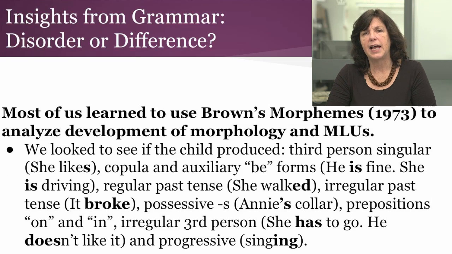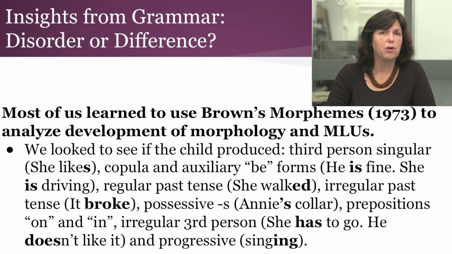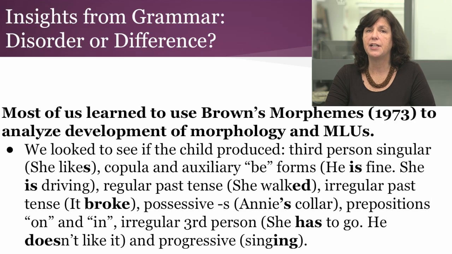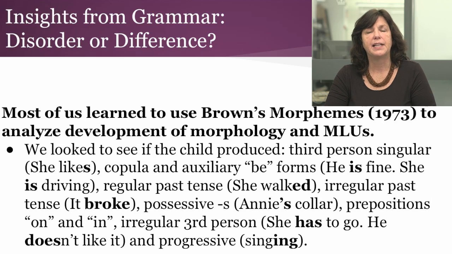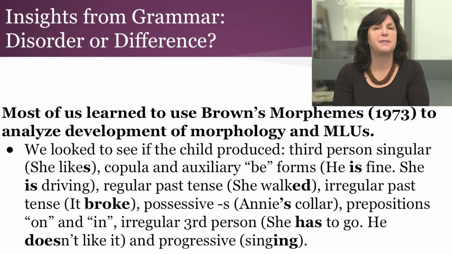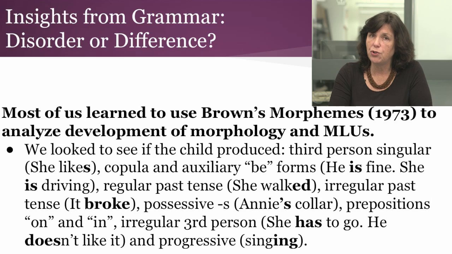Now, in assessing the language of students, most of us learn to use Brown's morphemes to analyze morphological development and calculate MLU, or mean length of utterance, which is based on the number of morphemes used. We look to see whether the third-person singular s inflectional morpheme was present, as in she likes, and that the copula and auxiliary be forms were present, as in he is fine, the copula, and she is diving, the auxiliary. We look for the regular past tense -ed inflectional morphemes, the irregular past tense, and the possessive s inflectional morphemes. We also look at prepositions, irregular third person, and the progressive -ing inflectional morpheme. Don't worry, we're going to discuss all of these terms in further detail later on in the module series.